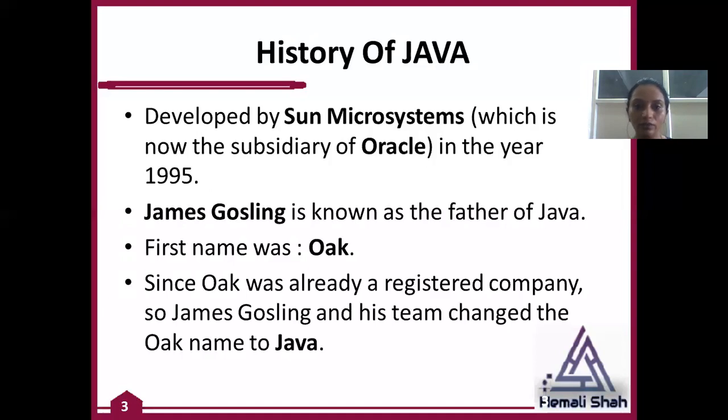Later on, when they went for registration, Oak was already a registered name. That's why they gave this language the name Java. So the name Oak was converted to Java, and now it is popular as Java. And the coffee cup and tea is the symbol of Java, which you already know, right?